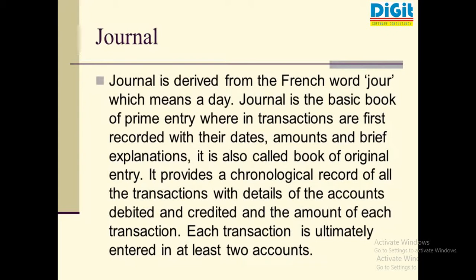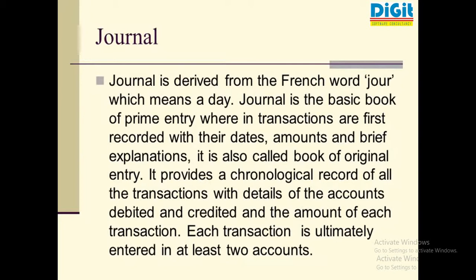Next, come to the basic entries of accounting. The first preliminary recording of any accounting is called the journal, okay. Journal is derived from a French word called jour, which means a day. It means the journal is the basic book of primary entry where the transaction is recorded for the first time, that means with their dates and amounts and a brief explanation, okay.